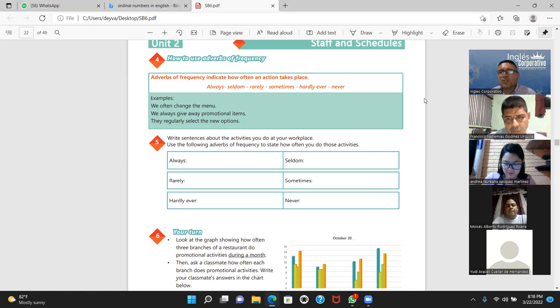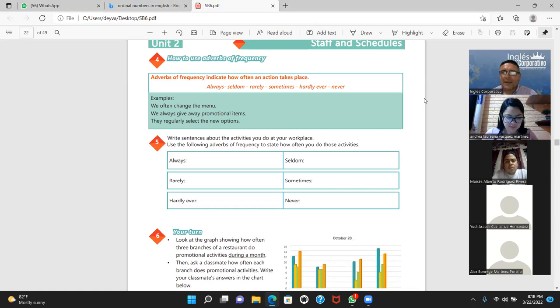Okay, we always give away promotional items. ¿Qué tan seguido dan artículos promocionales? Always. And they regularly select the new options. ¿Qué tan seguido optan por las nuevas opciones? Regularmente. Regular. Frequent. Imagine that the restaurant is a good place. And every time they present something new, it's good product. Entonces, así es como los restaurantes se dan la fama. Siempre que presentan algo nuevo, debería de ser bueno. Entonces la gente dice, ¿es nuevo? Probemos. Questions or comments?